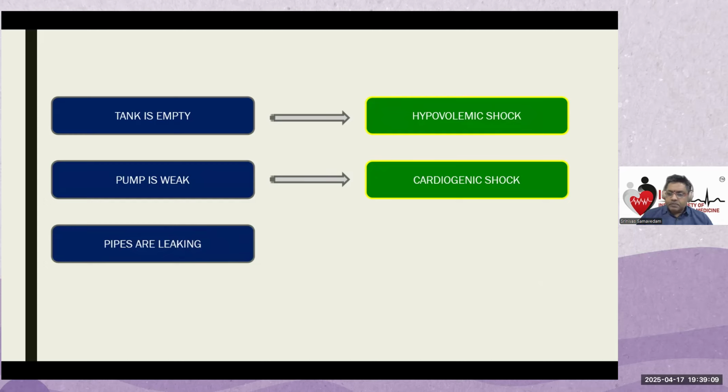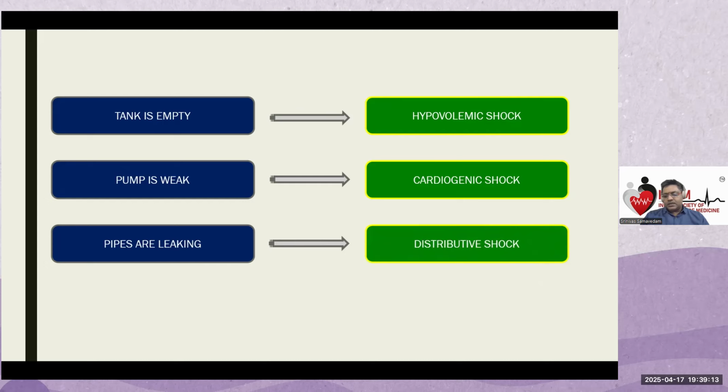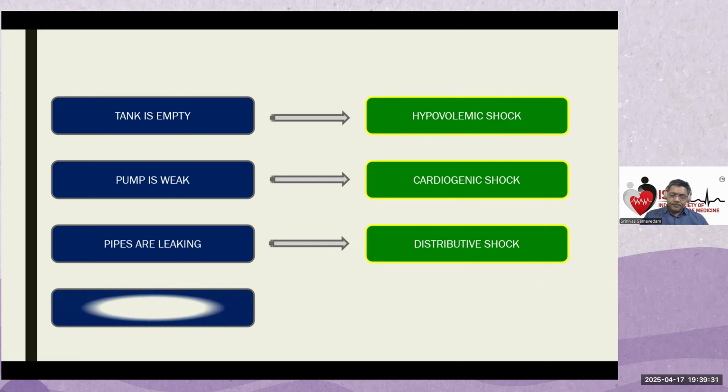Pipes are leaking. That means the vascular permeability is very high, systemic vascular resistance is very low, and there is a distributive shock. The heart is pumping, there is water in the tank, but the water, instead of coming out of the tap, is leaking out from the perforations in the pipe. That is distributive shock, typically seen in sepsis, but can also be seen in neurogenic shock.